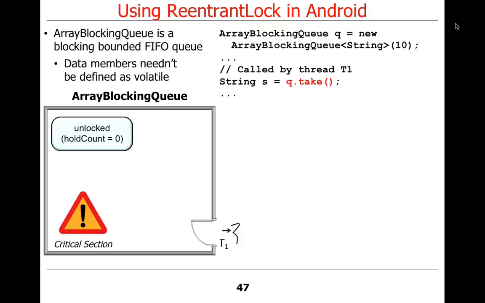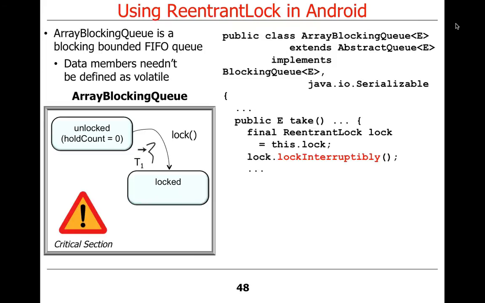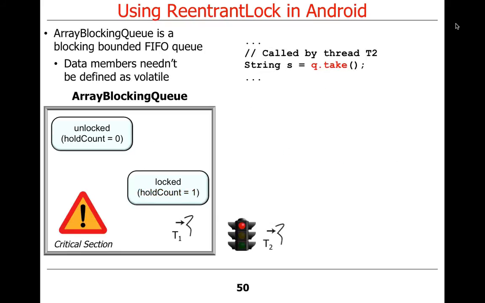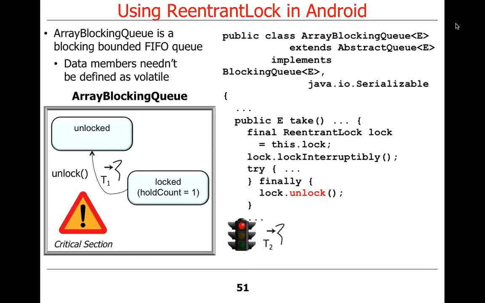It starts out with a hold count of 0. And so when we come in here and call lock interruptibly, that's going to transition this thing to the locked state. So the lock is now locked, and the hold count equals 1. And now somebody comes along and calls take. That's going to come in and basically remove the item, which we're not showing at this point. We're going to show that later. And that's going to unlock the lock, and that's going to set it back to 0.